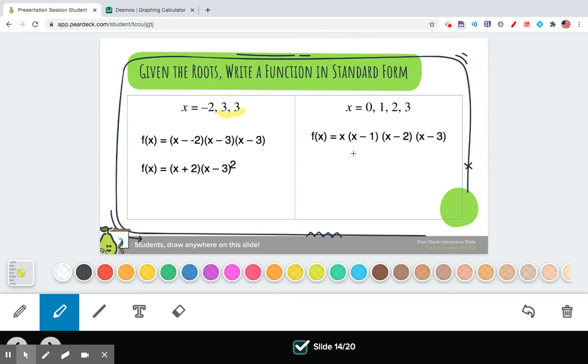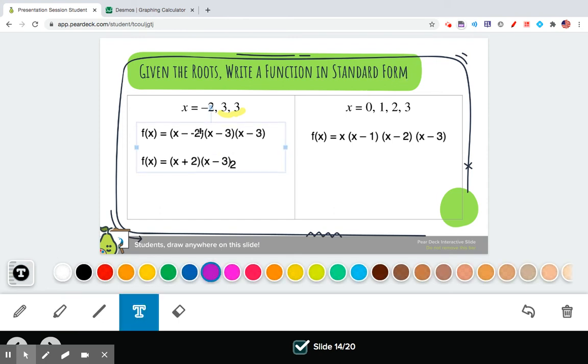Here, I'm going to apply my factor theorem. And for each one of these 4 zeros, I'm going to write my factors as x minus this 0, which is just x, times x minus 1, times x minus 2, times x minus 3. So here is my factored form of my polynomial function. But it says to write each one in standard form.